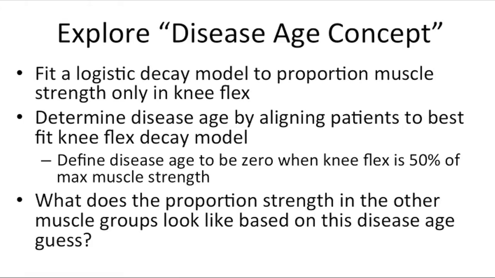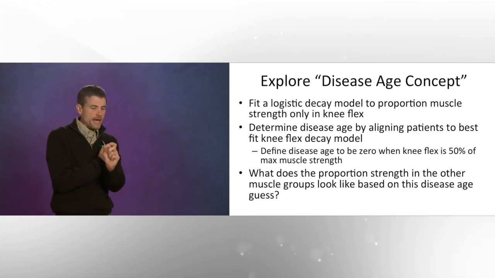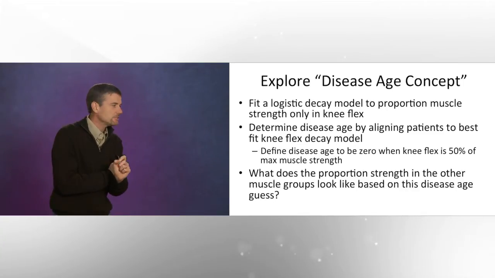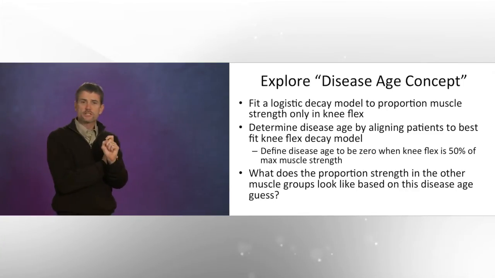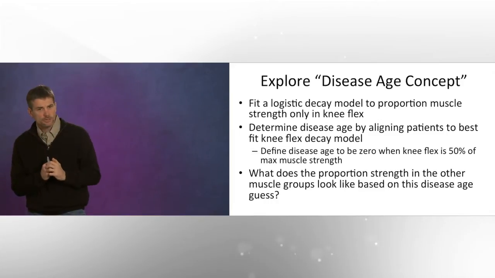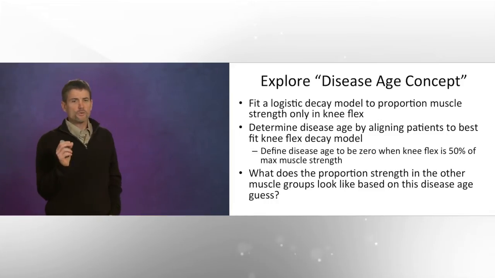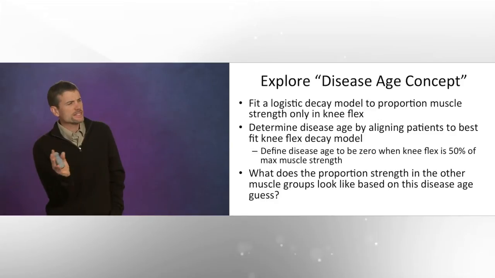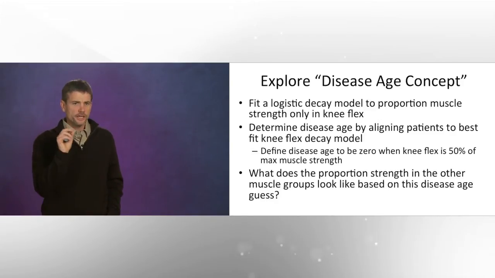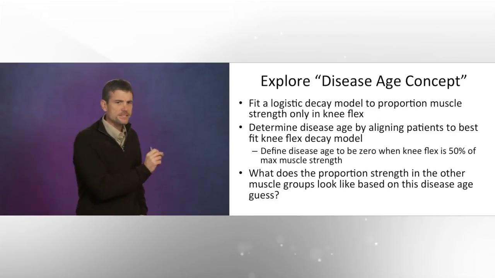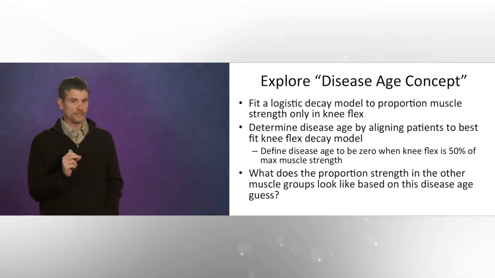So one way to explore this disease age concept, instead of chronological age, and you saw those 3 individuals where the 31-year-old was in worse shape than the 49-year-old. So what we want to do is say, what is their disease age, where that 31-year-old has a very different disease age than the 49-year-old did. So we want to come up with a model. The first easiest way to see if this could work is we're going to give everybody a disease age based on their knee flex score only.